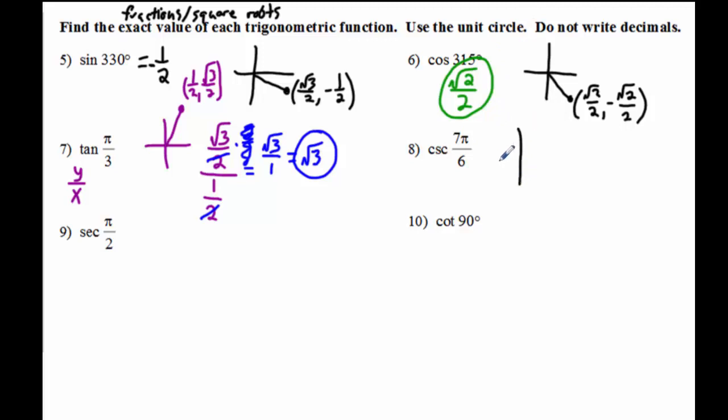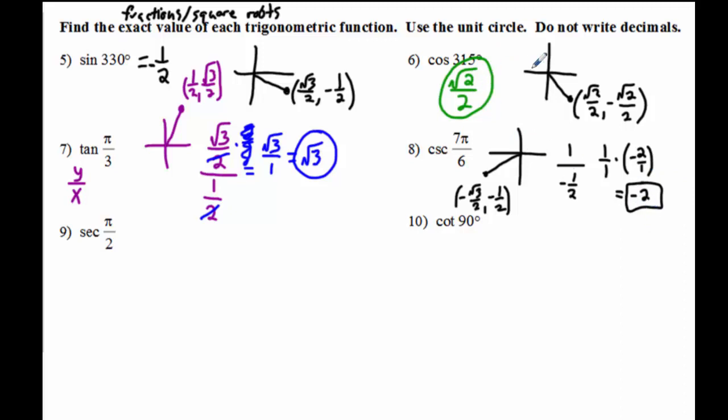7 pi over 6 is in the third quadrant. And that point is negative square root of 3 over 2, comma, negative 1/2. We want cosecant, and cosecant is 1 over y. So 1 over negative 1/2. What I'm going to do is flip the bottom to make that work. This is like saying 1 over 1 times negative 2 over 1. 1 divided by something means find the reciprocal. So what I get for that is negative 2.